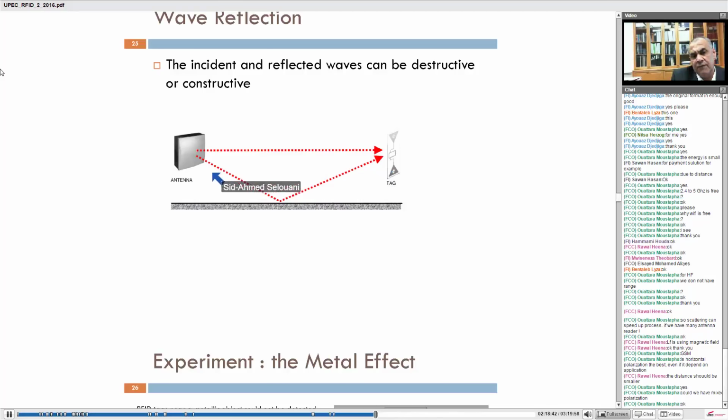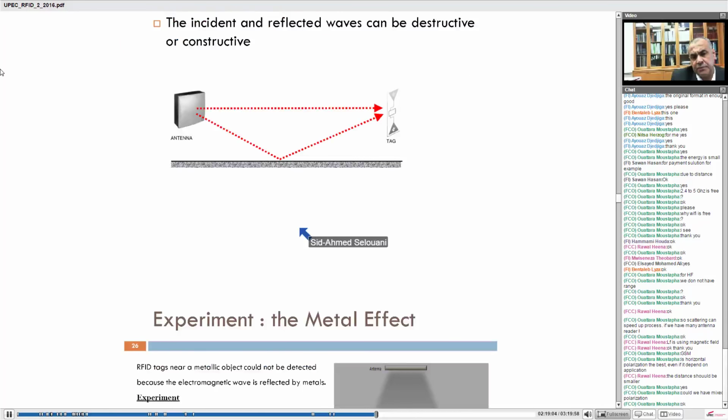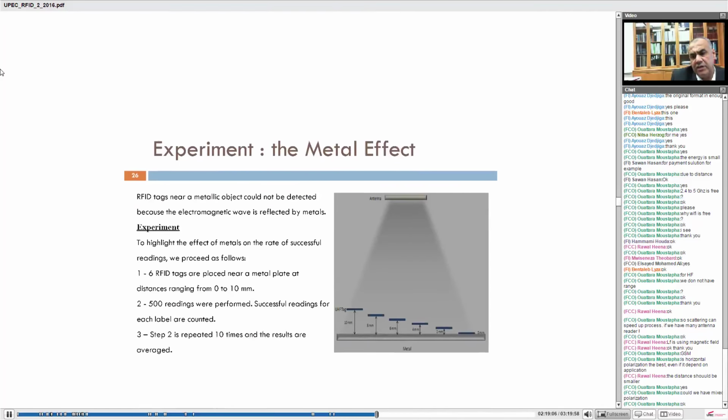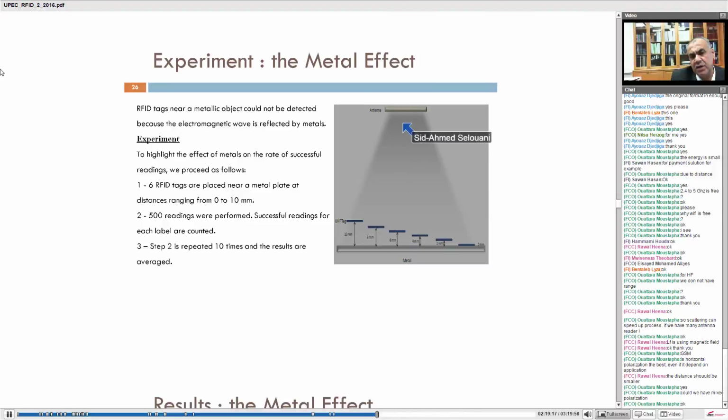And usually we can have a reflection. Remember that this can be good, because it will reinforce and give more energy for reading this, because of the reflection. But sometimes if we have destructive interferences, it's not good, because if you have opposite and destructive interferences, you can lose the signal. This is why you have to perform tests in order to see if you have multiple reflections or not.